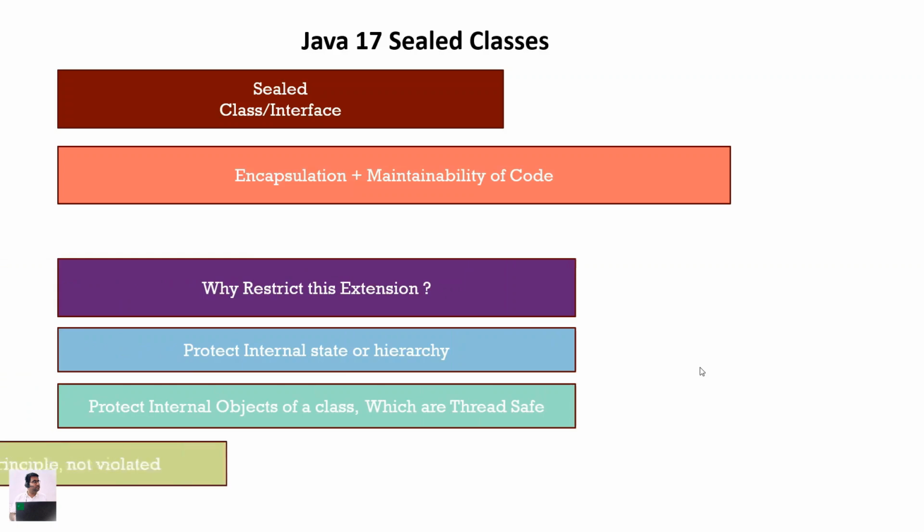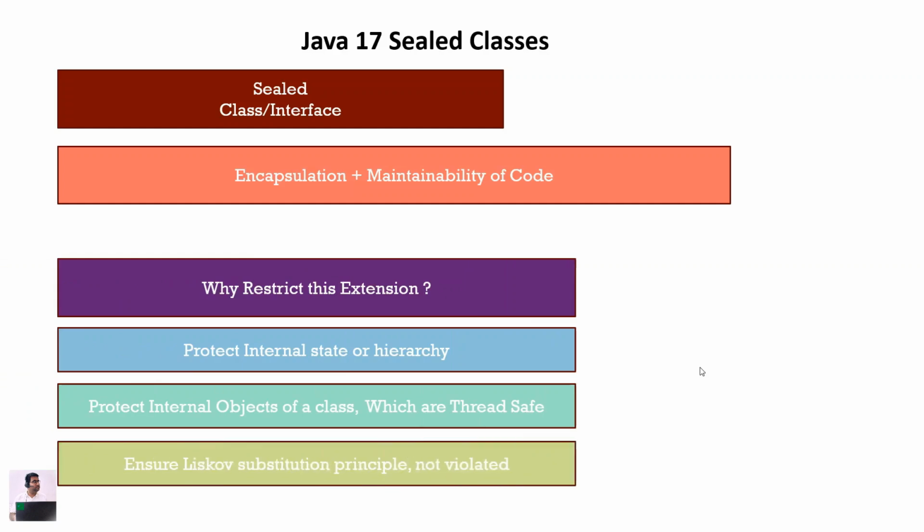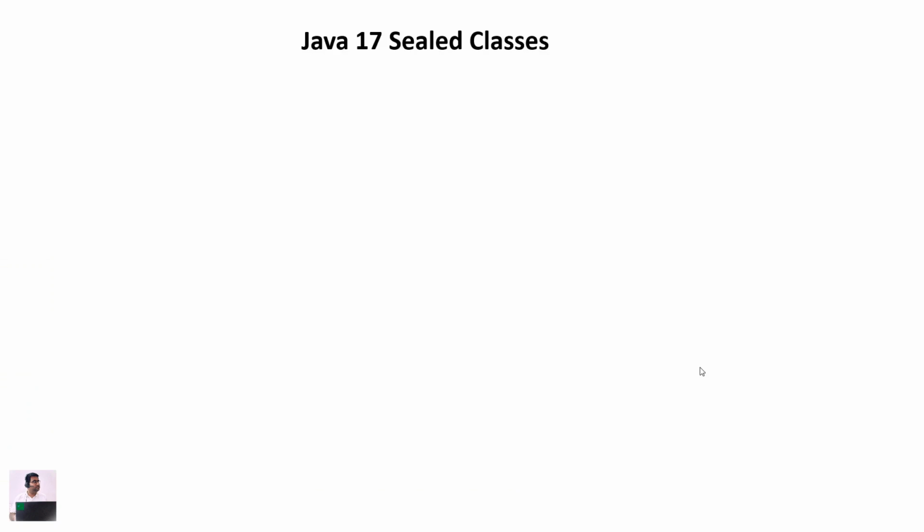We want to ensure that the Liskov substitution principle is not violated. That is, we don't want a developer to implement a derived class that breaks the API contract of the parent class. So if sealed classes give us some restrictions, what about the final keyword in Java?